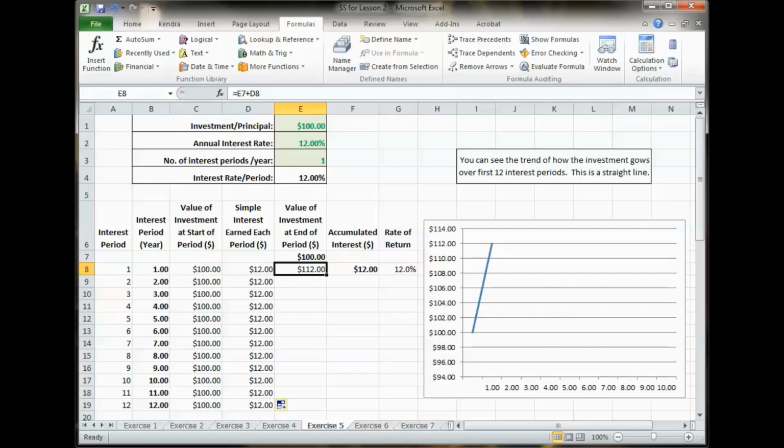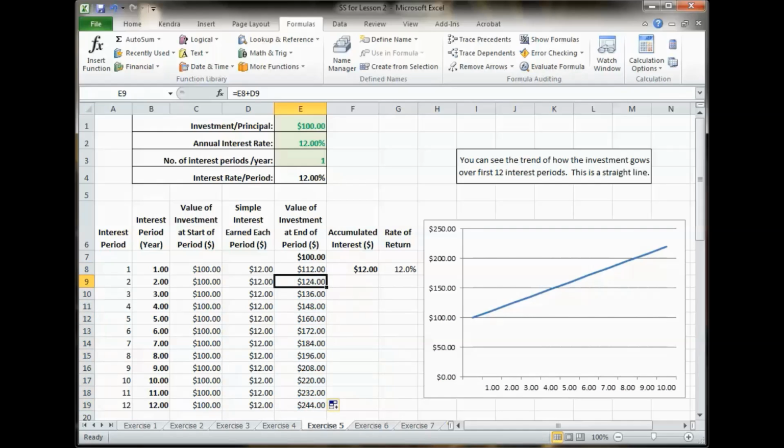For the value of the investment now, I'm just adding the original investment plus the interest that we've just made. So I've got E7 plus E8. When I fill these down, it is going to change. Now it's going to be the investment that I had at the end of the period before, plus the new interest to give us the new value. This one is going to be the value above, plus the interest to give us the new one.